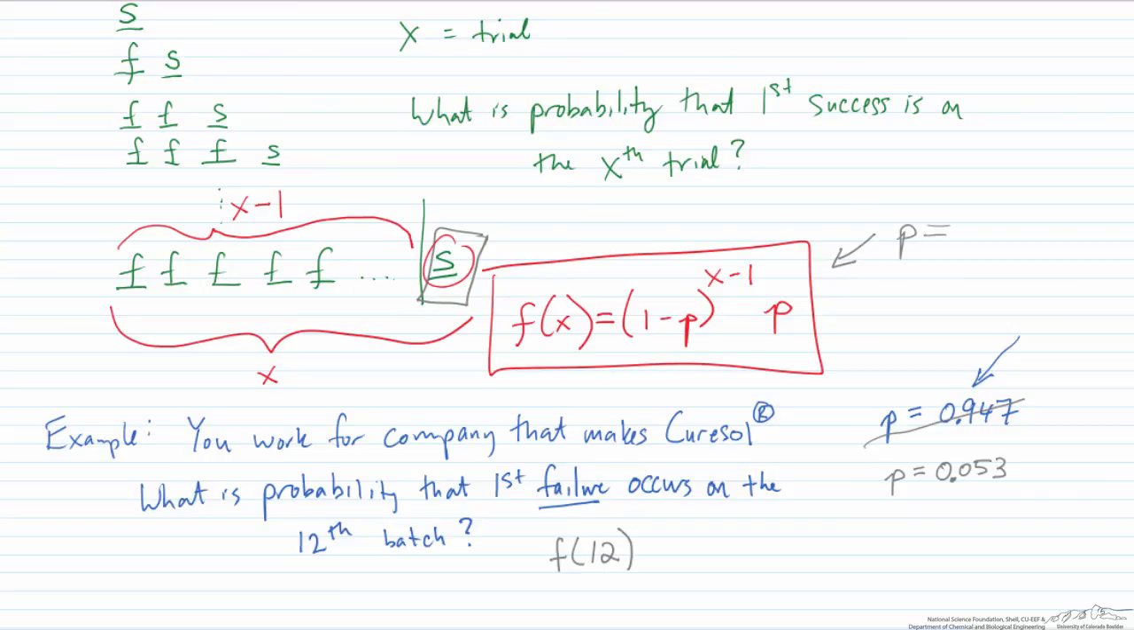The probability of that happening is just 11 successes. The probability of a success is 1 minus 0.053, or 0.947. So we're going to have 11 successes, and then we're going to have a failure. When we plug this into our calculator, this ends up being about 3%. What that means, in conclusion, is there's a 3% chance that the first failure occurs on the 12th batch.